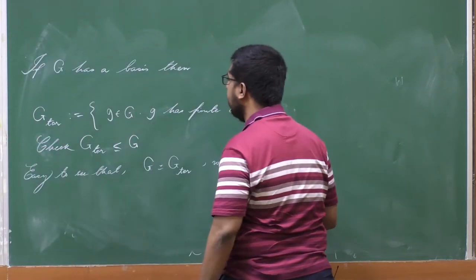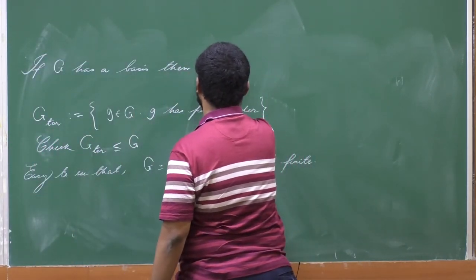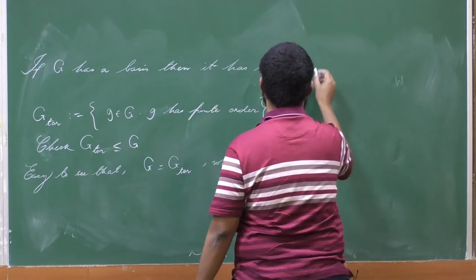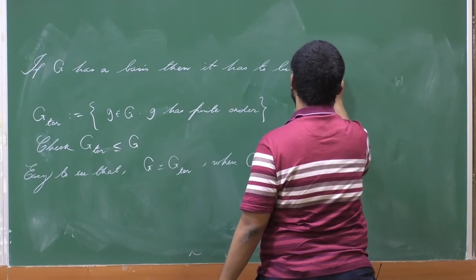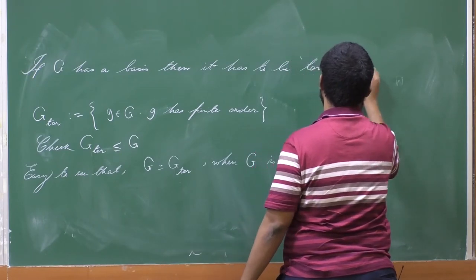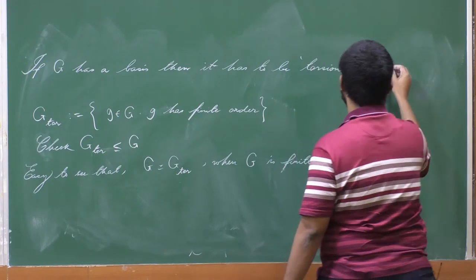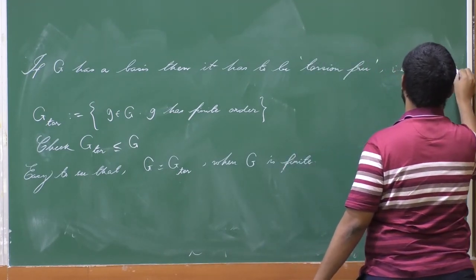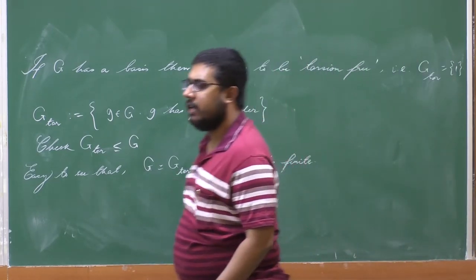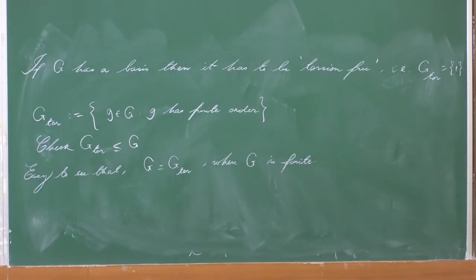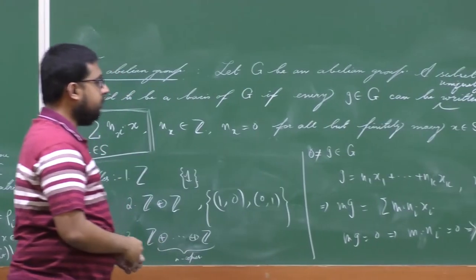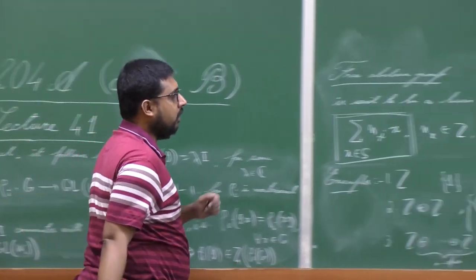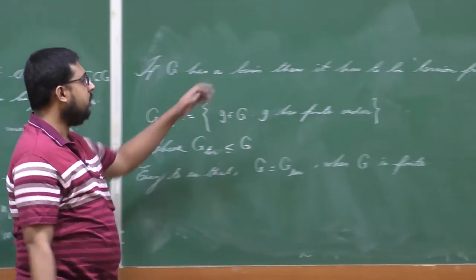Okay, so now come here. If G has a basis, then it has to be torsion free. What I mean by this is that G-tor is trivial, so no non-trivial element has finite order. Okay. So in particular, if an abelian group is finite, it cannot admit a basis.